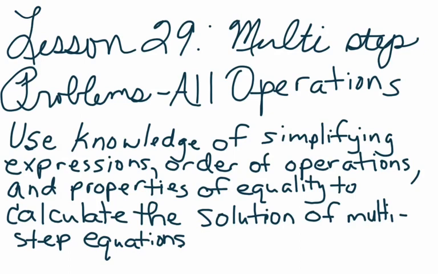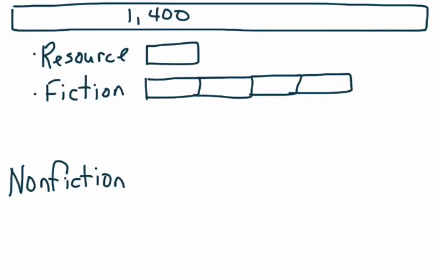Today we are working on Lesson 29, multi-step problems using all operations, and we are going to use our knowledge of simplifying expressions that we already have, the order of operations, and properties of equality to calculate the solution of multi-step equations. Okay, so for our first one, I'm going to read the problem to you, and I want you to listen.